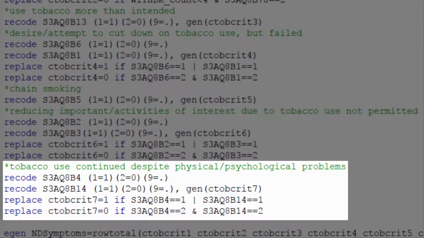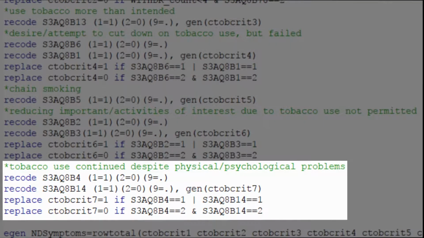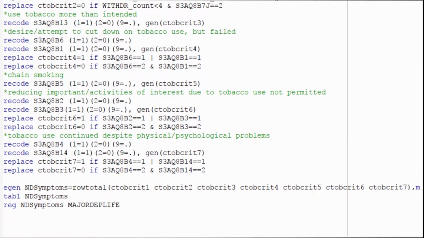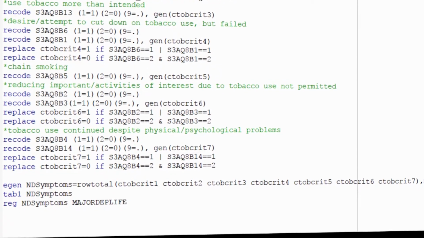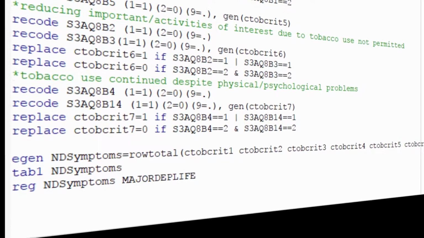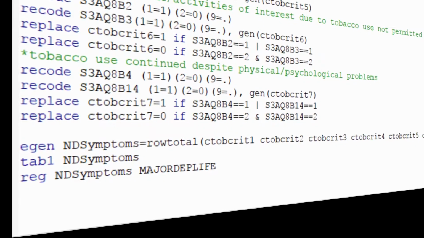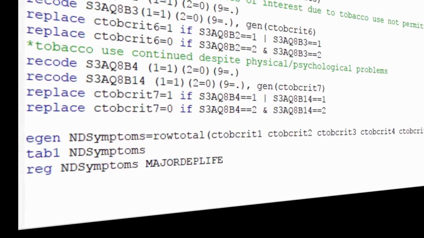Data management defines C2B crit 7 as 1 if the answer to continued use of tobacco despite knowledge of physical or psychological problems in the last 12 months is yes. This variable is defined 0 if the answer to each variable was no. Now that we're finished data managing each of the 7 symptoms of nicotine dependence, we can create our variable ND symptoms, which will add the totals and count how many symptoms each participant reported.